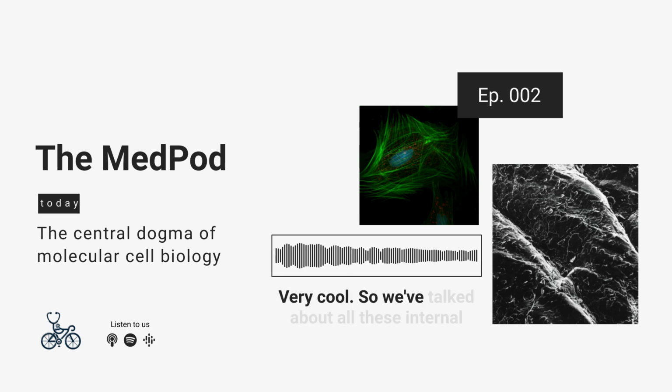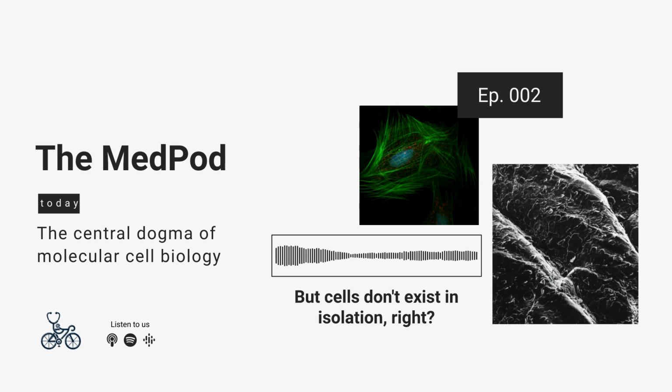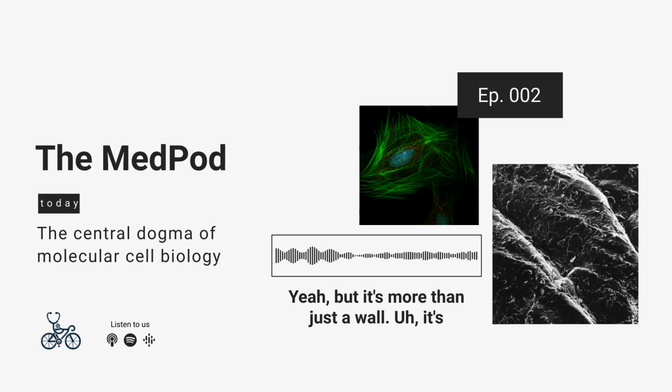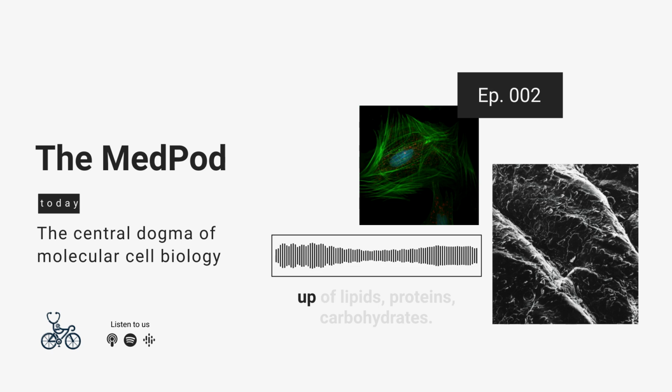Very cool. So we've talked about all these internal structures. Right. But cells don't exist in isolation, right? Of course not. They need to interact with their surroundings. Yeah, receive signals, exchange materials. That's where the cell membrane comes in. Right, the cell membrane, like the city walls. Yeah, but it's more than just a wall. It's selectively permeable. It controls what goes in and out. Oh, right. It's made up of lipids, proteins, carbohydrates. Exactly. And it's how the cell talks to the outside world.